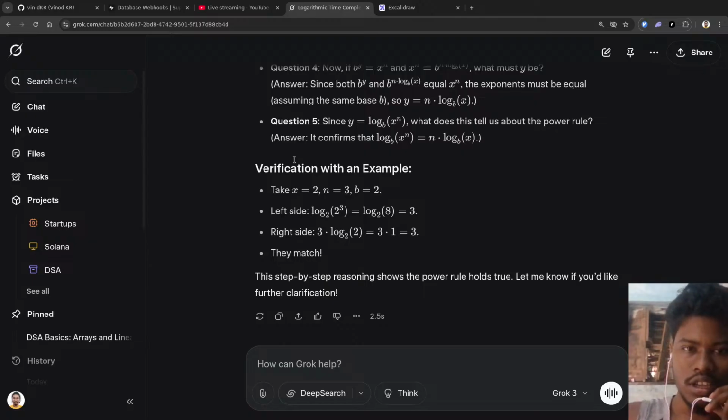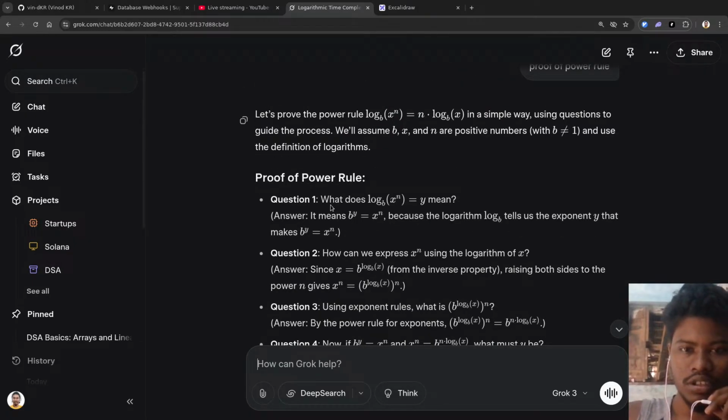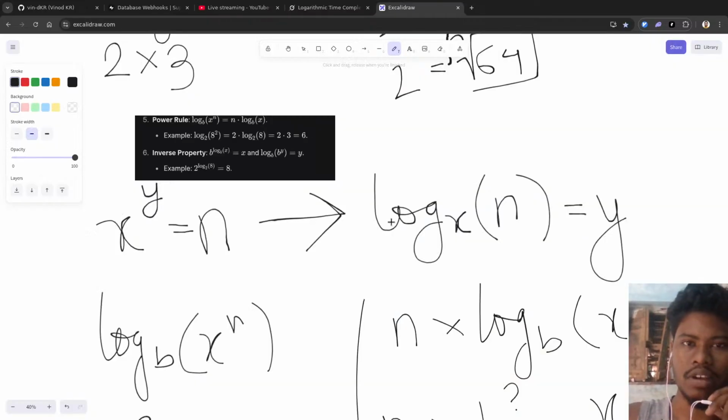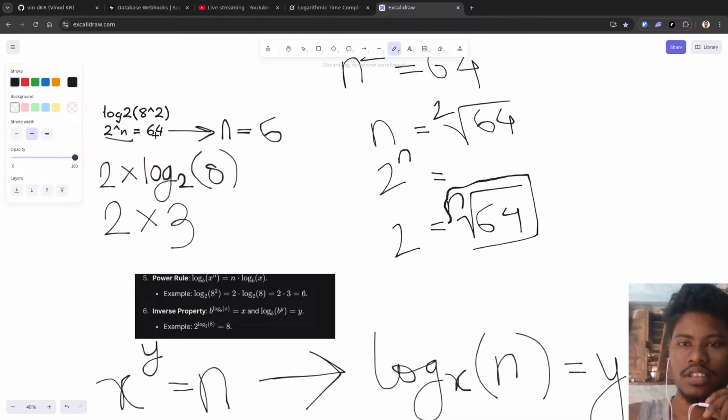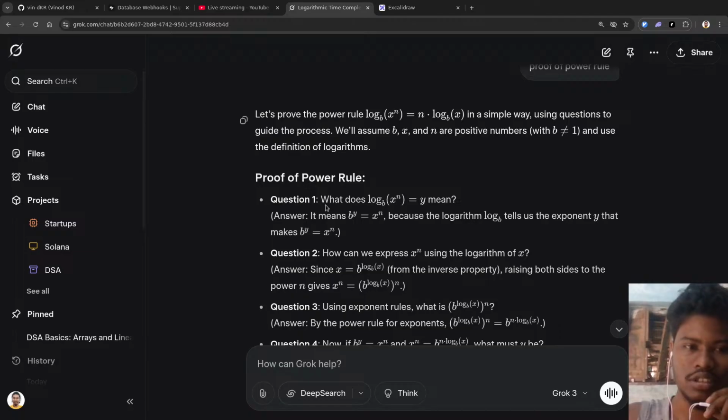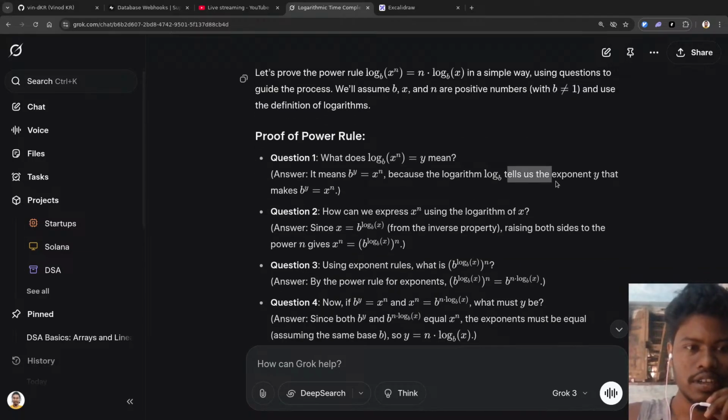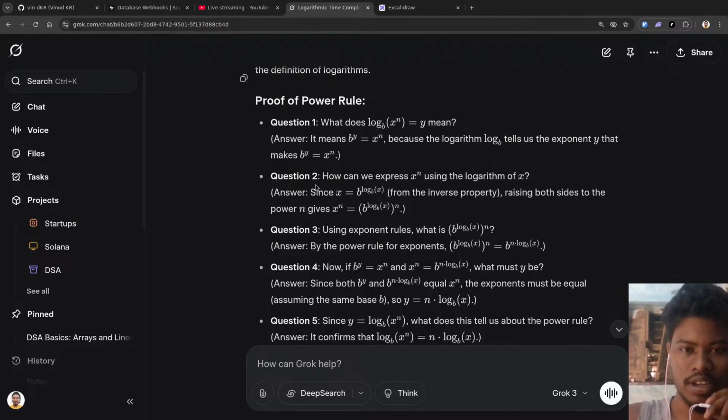I've asked AI to prove this power rule. So question number one has it. Okay, so log of x to the power n, base p, is y. That means p to the power y is x to the power n. Yep, I know it, I've done this. This is the exponent y that makes p raised to the power y. Yep, I agree 100%.